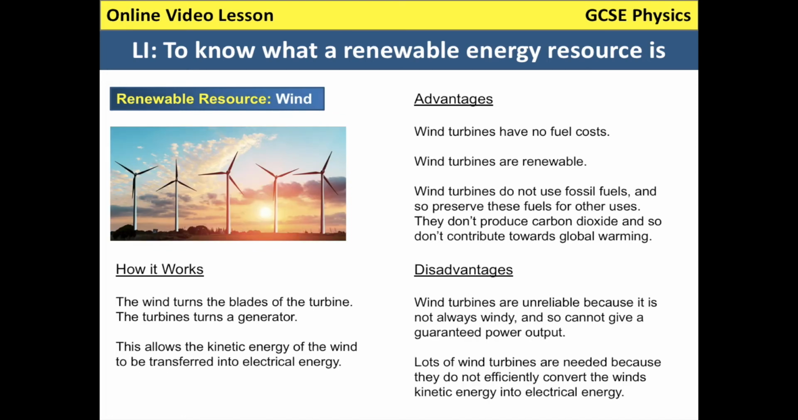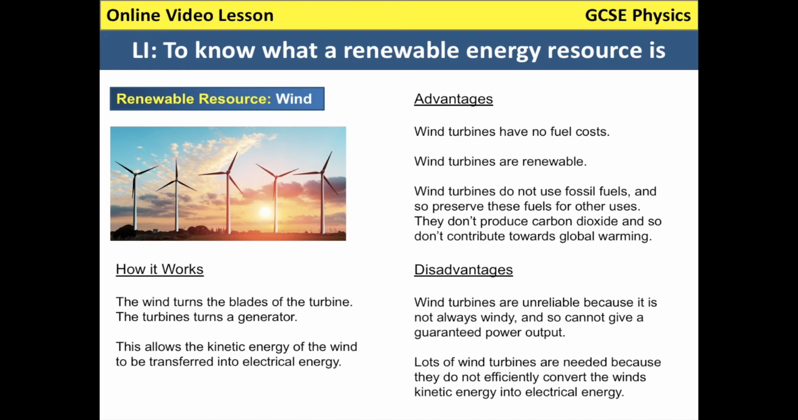Now let's consider wind turbines then. I'm sure everyone's seen a wind turbine at one stage or another. Let's consider how it works then. The wind turns the blades of the turbine by simply just blowing. The kinetic energy of the wind is going to make those blades rotate. The turbines, once they are rotating, will then spin a generator, and that generator of course will then produce electricity.